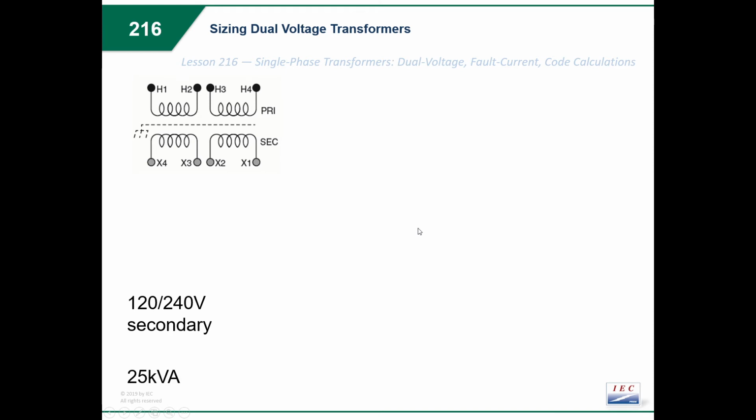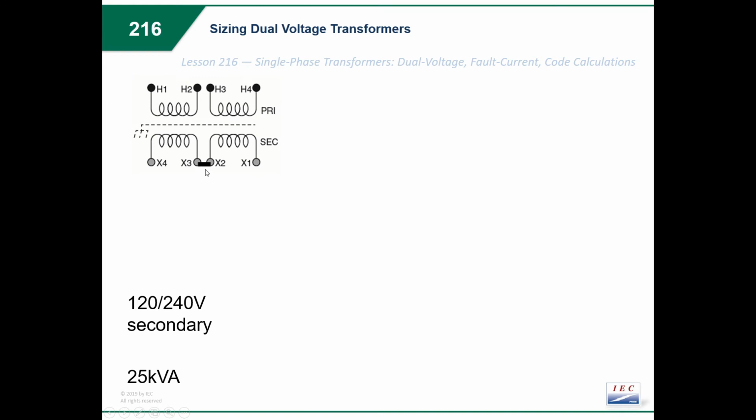So it's a 120, 240 volt secondary, 25 kVA. Again, everything's still single phase. We haven't hit the three-phase section of this yet. So that's the transformer we're dealing with. Again, it's a dual voltage secondary, we're going to assume. So first thing we want to do, and if we read through the book, we're going to actually feed a 120, 240 panel with this transformer.